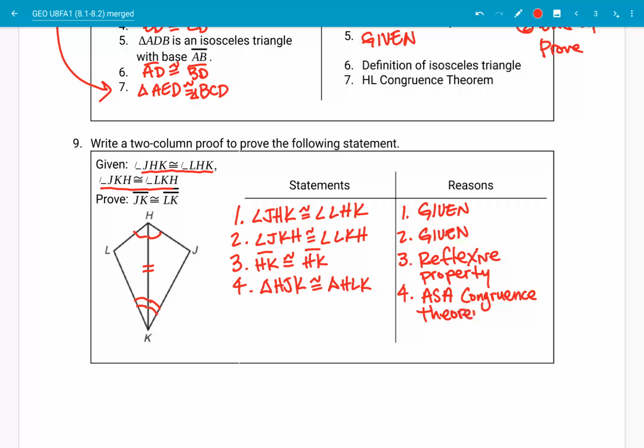So now that I know the triangles themselves are congruent, now I can get to my final step, which is the statement that I needed to prove. If the triangles are congruent, then that means side JK, which is this side here, is congruent to side LK by CPCTC, because corresponding parts of congruent triangles are congruent.